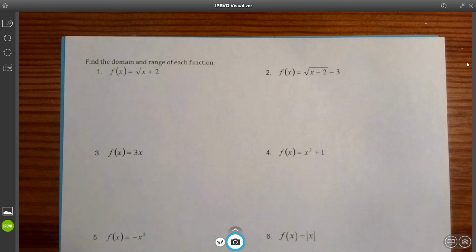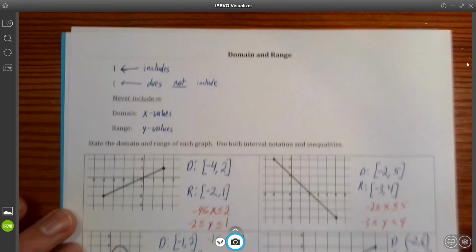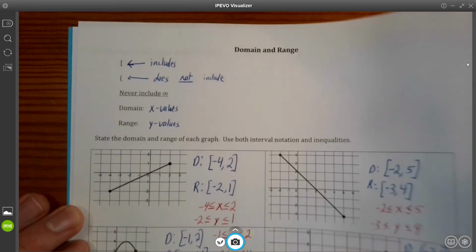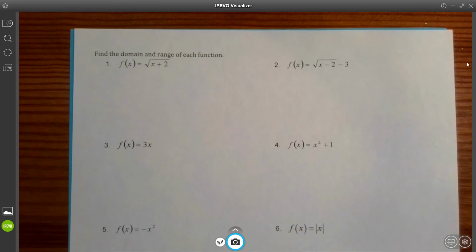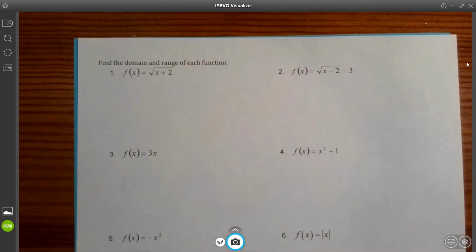So far we have found the domain and the range of functions that are represented graphically, but now we're going to find the domain and range of functions that are represented as an equation. And so when we do that, we have multiple tools at our disposal that we could use. So one thing we are going to do is kind of look at it and just see what makes sense.